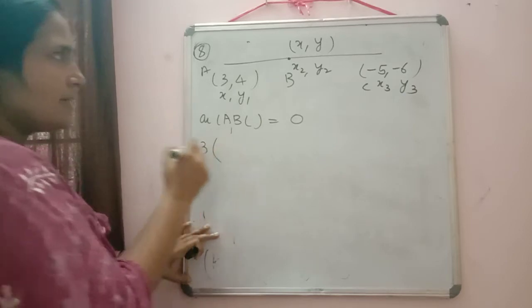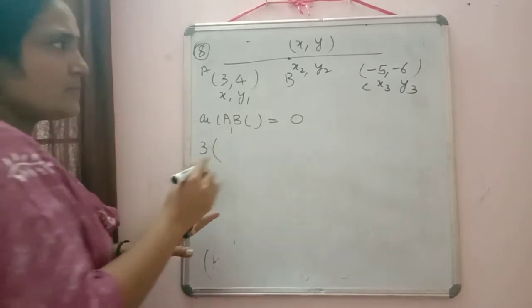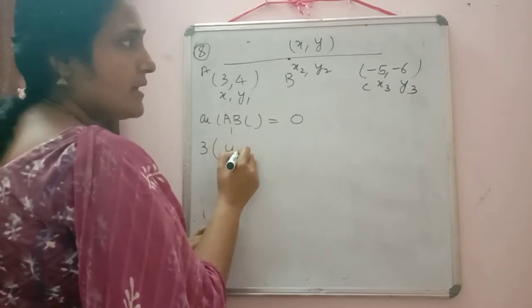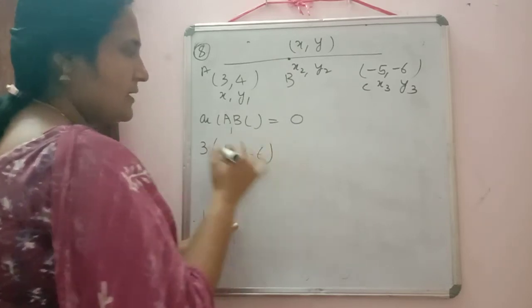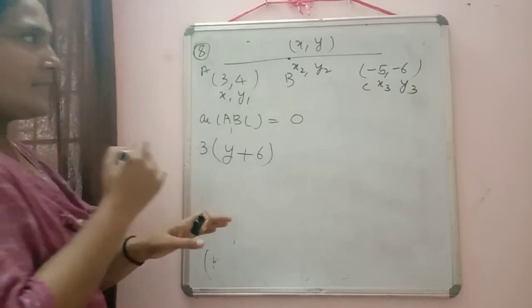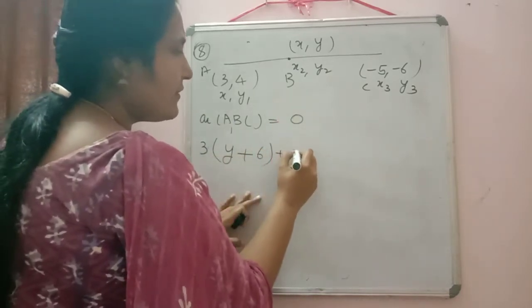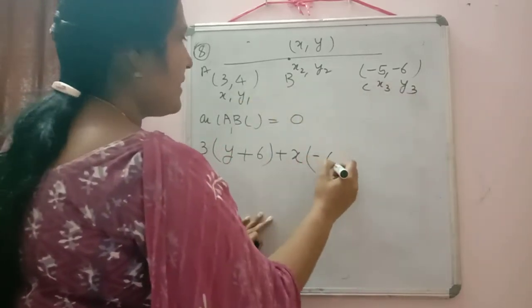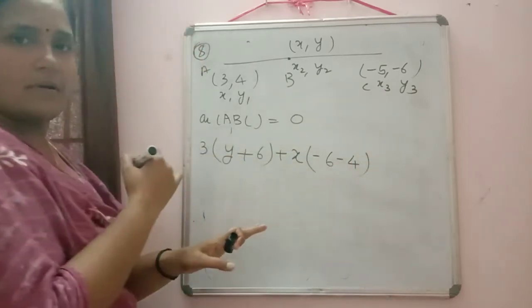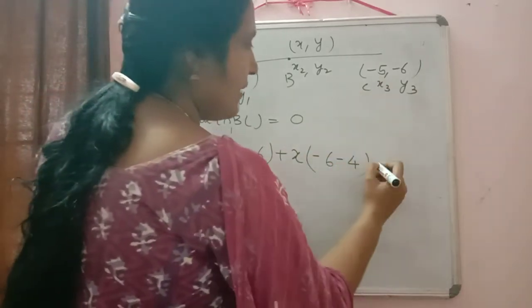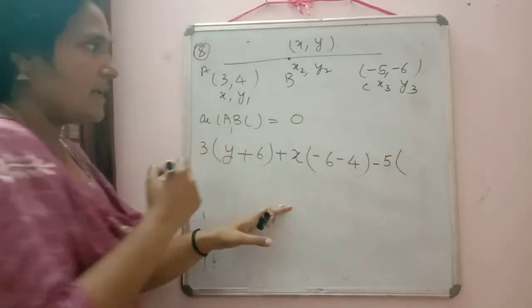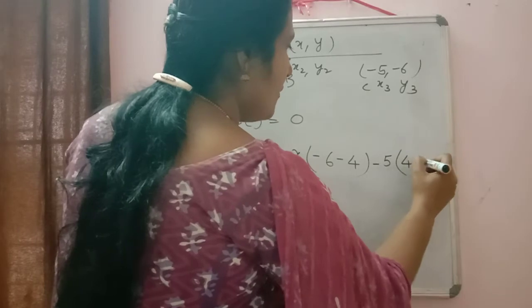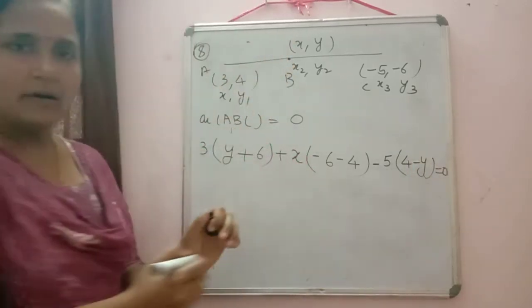Now using the formula there. x1, that is 3, into y2 minus y3. In place of y2 we have y minus y3. y3 is minus 6. So minus into minus will be equal to plus. Then x2. In place of x2 we have x. x2 into y3 minus y1, minus 6 minus 4, plus x3. x3 we have negative, so I am writing here minus 5 into y1 minus y2. So that will be equal to 4 minus y equal to 0.